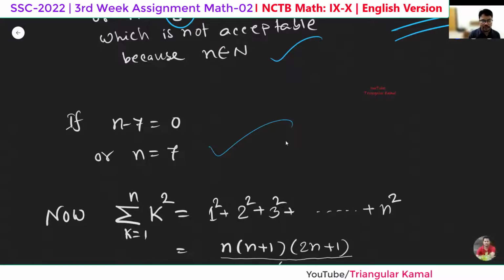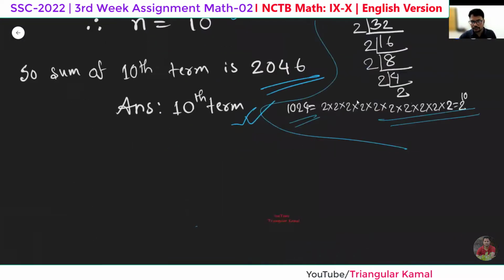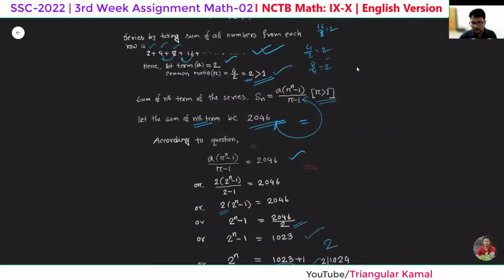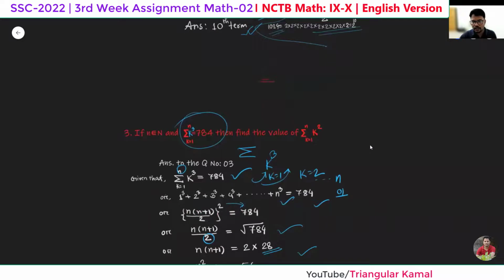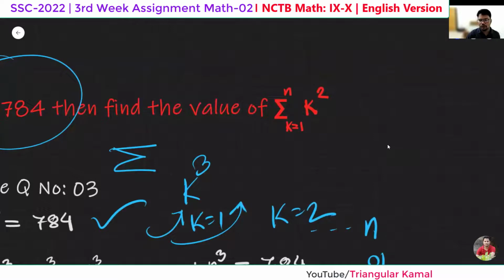So when n equals 7, the sum is 784. Now by using this value of n, we can find the sum of k square from k equals 1 to n. So let's review the question again. What is the question? Then we can understand properly. Okay, so in the second question, find the value of this one, and this is our requirement. The cube value is given and we must find the square value.